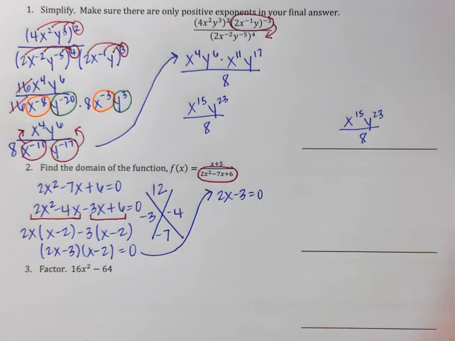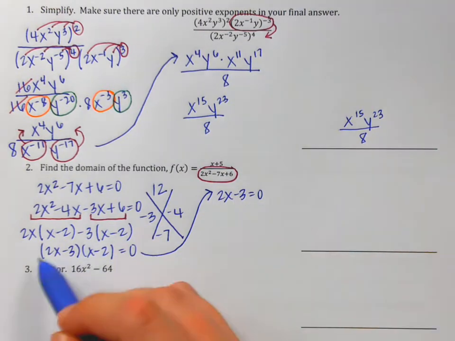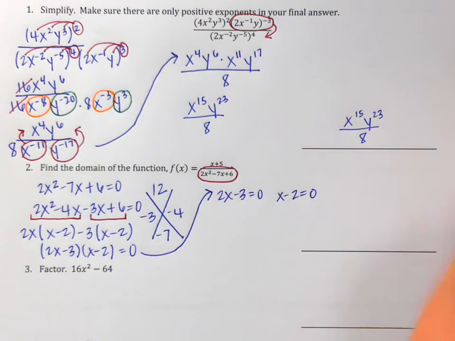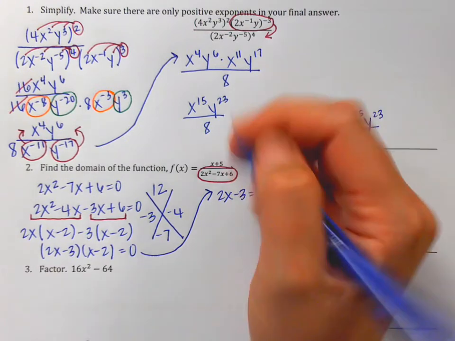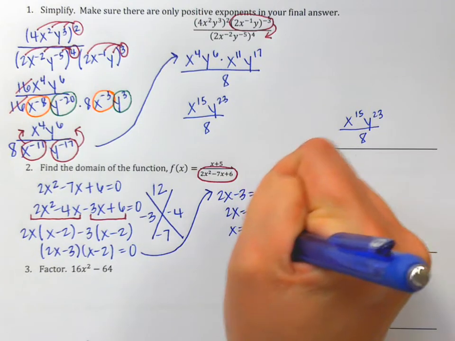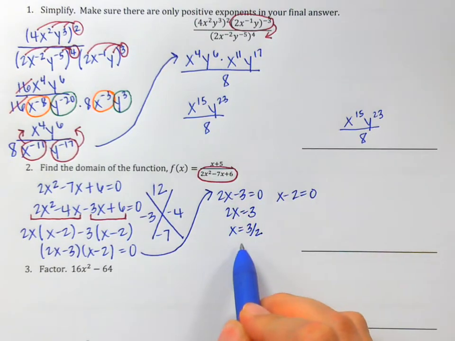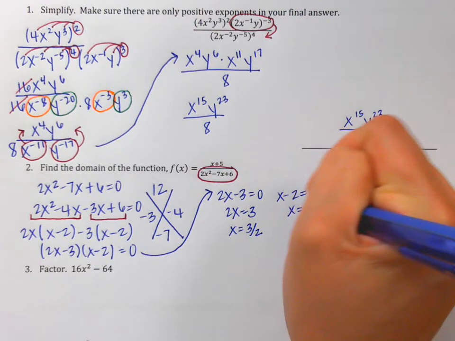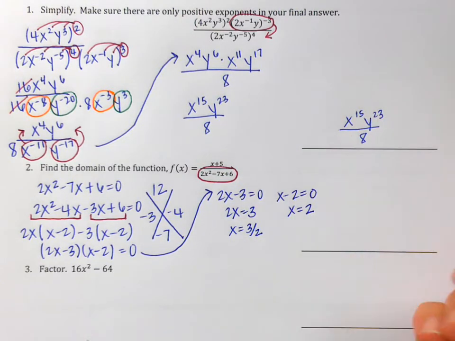So we have 2x minus 3. We set that one equal to 0. Now we're going to set our other factor equal to 0. And now that we have both factors equal to 0, we can solve for x. So add 3 to both sides, divide by 2. And so one of my excluded values is 3/2. Now I'm going to add 2 to both sides, and the other excluded value is 2.